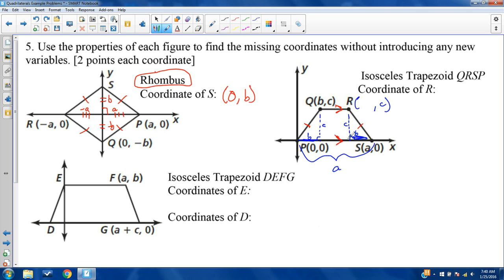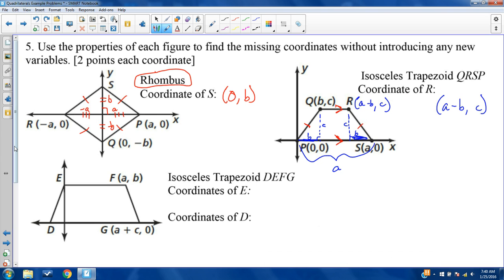So this portion right here, how far is R going out from the origin? A minus B. You go A units long, you take away B units, you're going to get as far out as R goes right there, which is A minus B in the X direction and C in the Y direction.